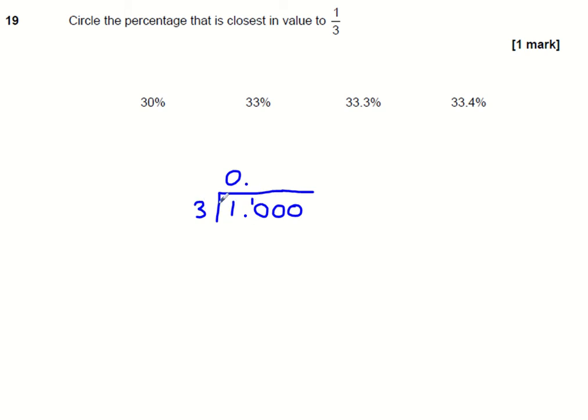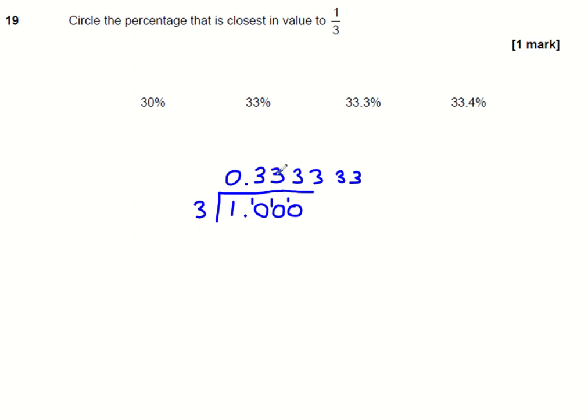And I start again. How many 3's are in 10? Well, 3 3's is 9, with 1 left over. And that's now, once again, how many 3's are in 10? And this number is going to carry on forever. This is a recurring decimal. Now 0.333333 and so on. To turn that into a percentage, you just need to multiply it by 100.